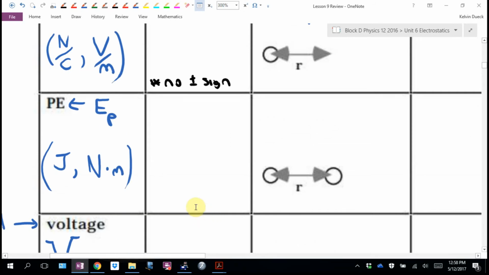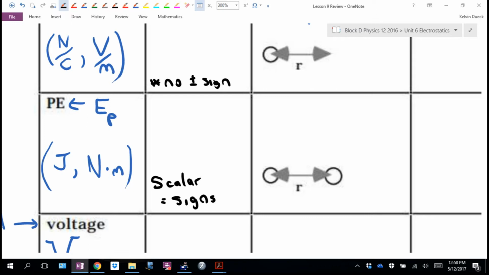Potential energy, electric potential energy. Direction. What's the direction of the potential energy? It's a scalar. So at the bottom here, S for scalar, and that means put the signs in. Scalar signs. Put the plus or minus signs in. You can have a negative potential energy. You can have a positive potential energy.